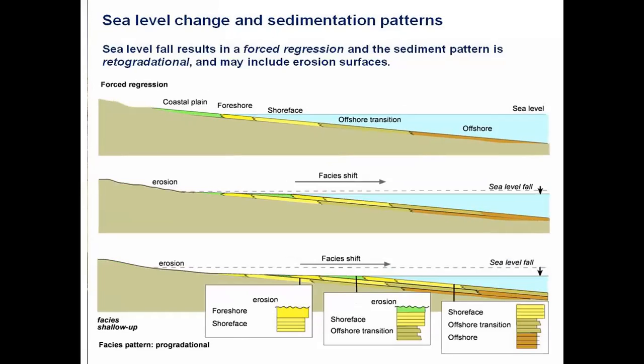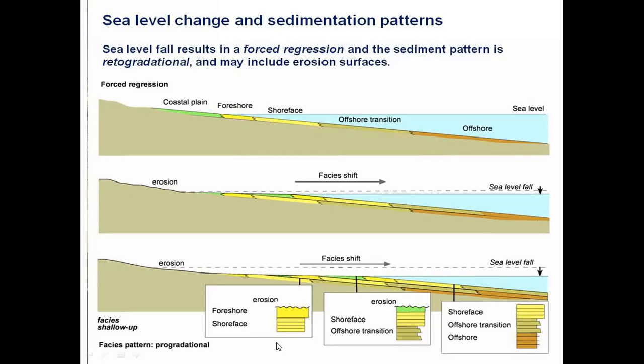So in case of sea level fall, due to forced regression, the sediment pattern is retrogradational and may include erosion surface. So sea level is falling, and here you can see the changes which may occur due to movement of sea towards sea. And here you can see the pattern of sedimentation or the vertical column of sediments.